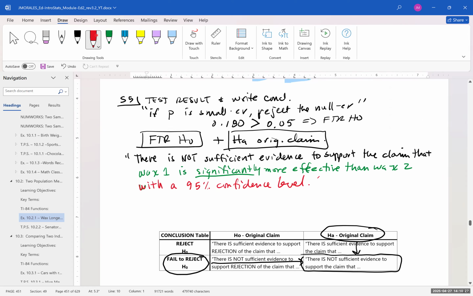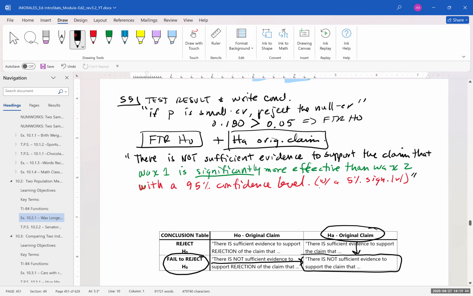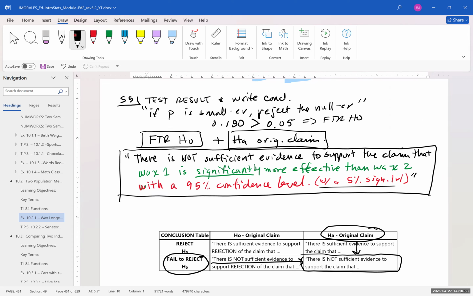But at the same time, you could have said instead with a 5% significance level. Because honestly, the problem did ask with a 5% significance level. So you would probably want to write your conclusion with that perhaps instead. But I think that's not terribly important. All right. So that is your conclusion.